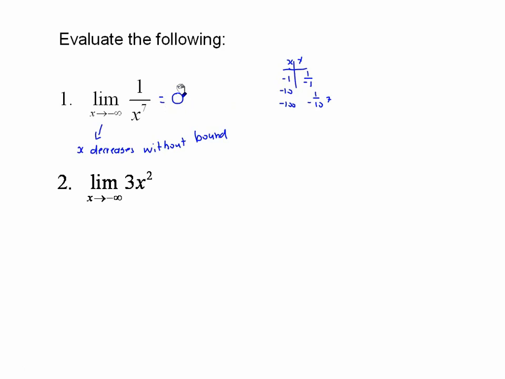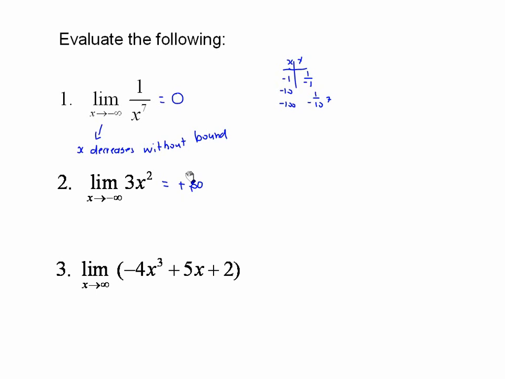And then with this one, x approaches negative infinity. Again, x is decreasing, getting smaller and smaller and smaller. The thing of it is, we take those numbers, square them, they become positive and very large. Multiply by 3, and they're even more positive and large. So the limit here is positive infinity, or no limit. So the exponent matters quite a bit.